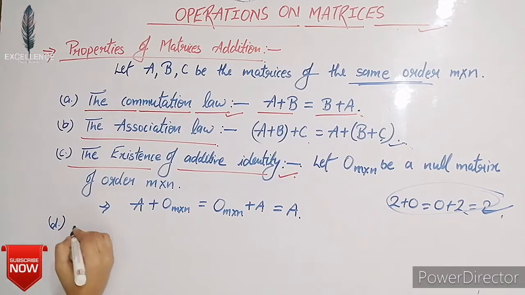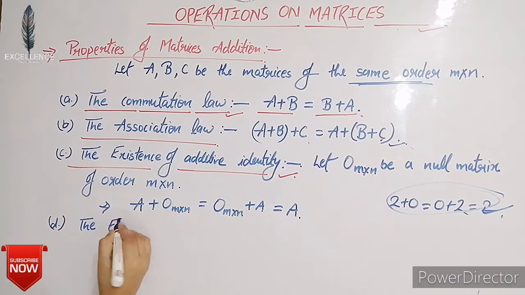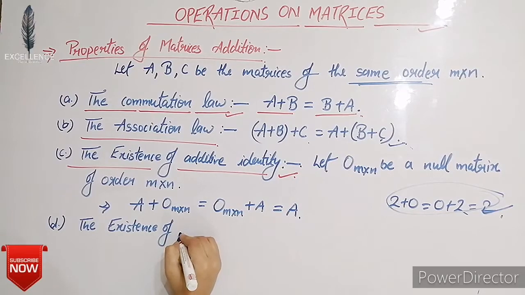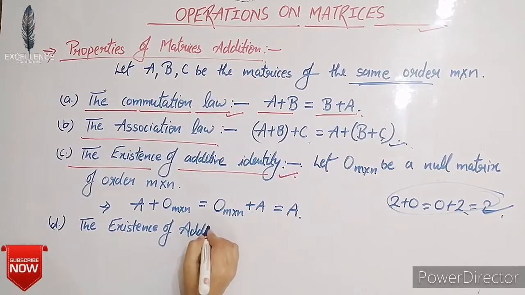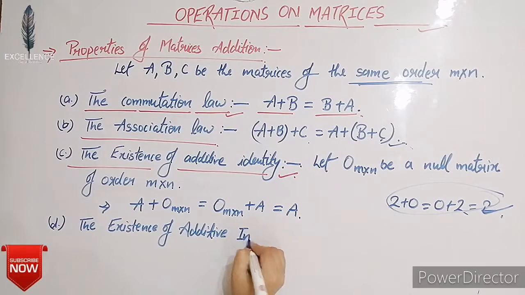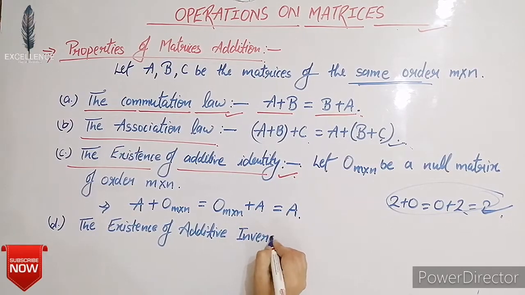Next is the existence of additive inverse. What was the previous property? The existence of additive identity. This is the existence of additive inverse.